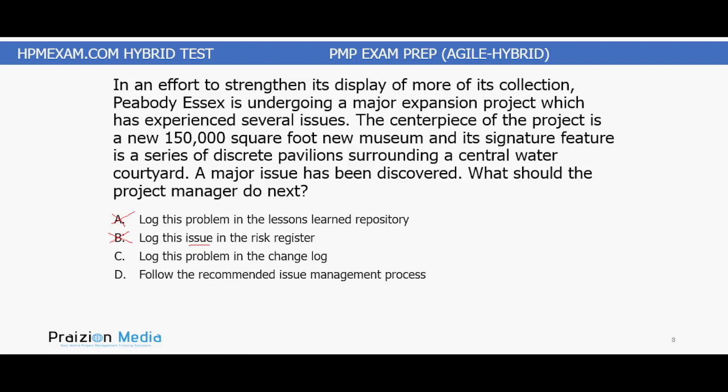Take a look at option C. Log this problem, again, an issue, in the change log. You don't log problems in a change log, so that disqualifies that. Follow the recommended issue management process. How could you go wrong with that? That's the most logical thing to do, and therefore the answer is D.